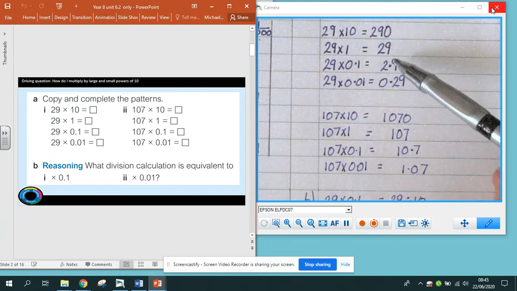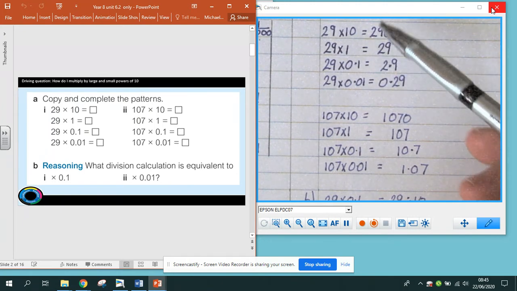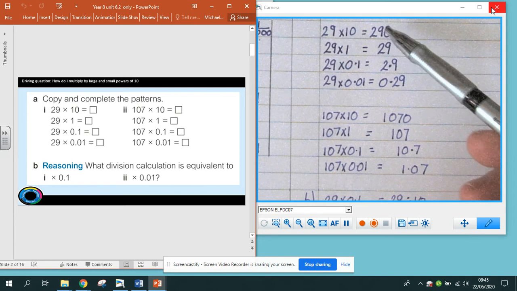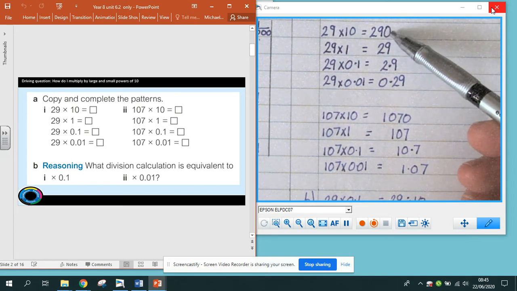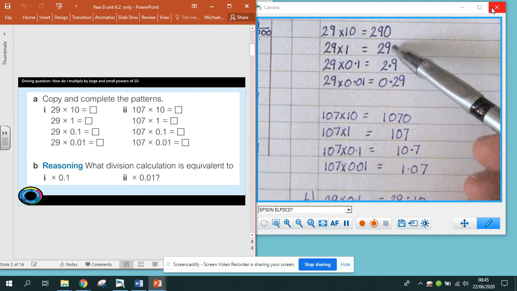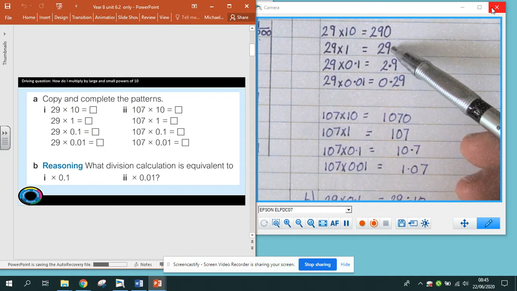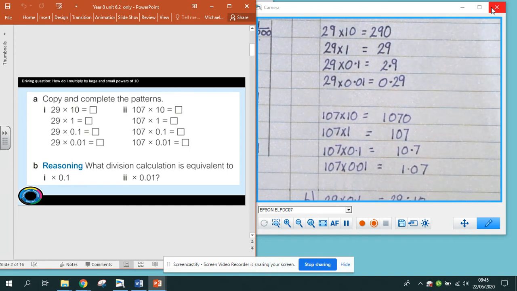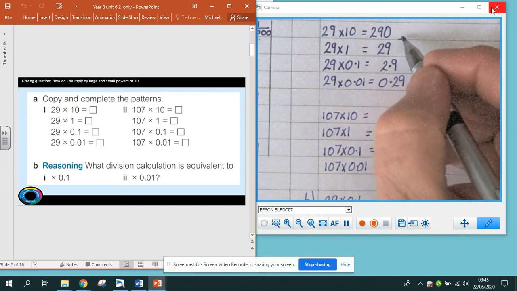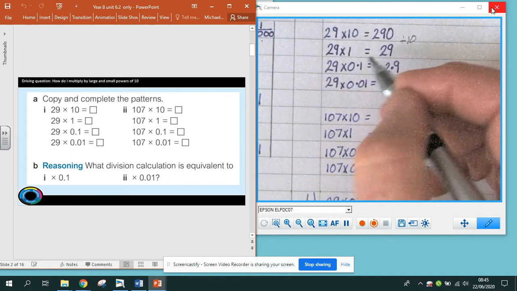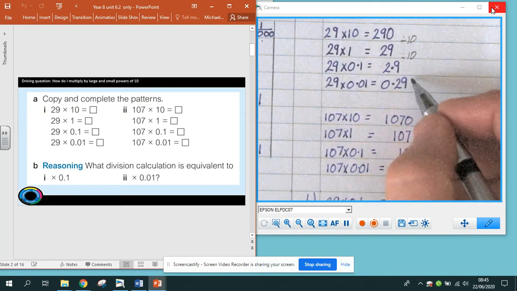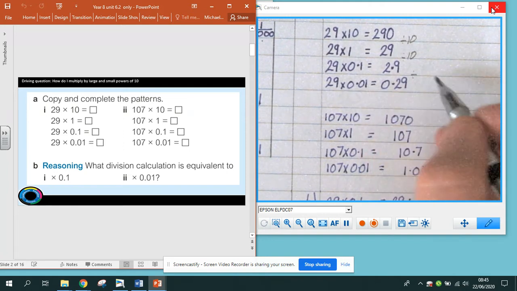Now what we should notice this time is we've got almost like a diagonal slope of numbers, because for the next one we're multiplying by 0.1. Well, if we look, we've got a pattern here. 290 is 10 times 29. So for the next one, we want a number that is 10 times smaller than 29, because our numbers are going down, we're effectively dividing by 10 here. To go from here to here, we divide by 10. So obviously, because we've got a pattern going, we're going to divide by 10 here, and that will give me 2.9.